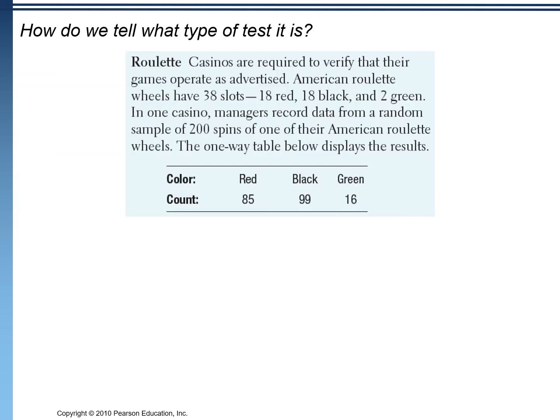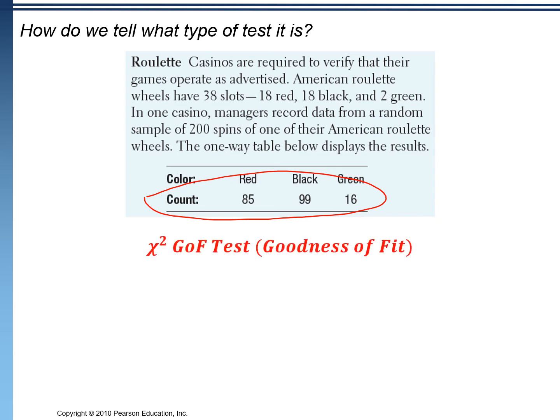Last question, how do we tell what type of test it is? I'm going to walk you through a whole bunch of different examples right now because there are a lot of different things that we look for. In this first example, probably the easiest one to identify, we have just one set of data. We have one sample, in a single row. The only thing this can be is a chi-square goodness of fit test.